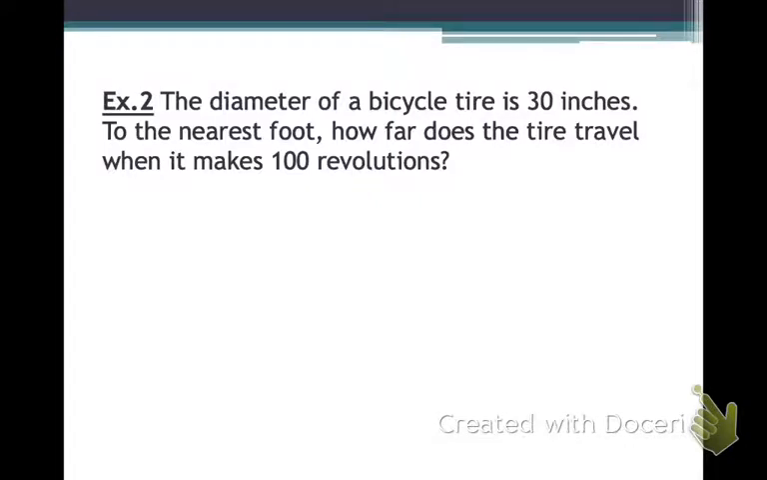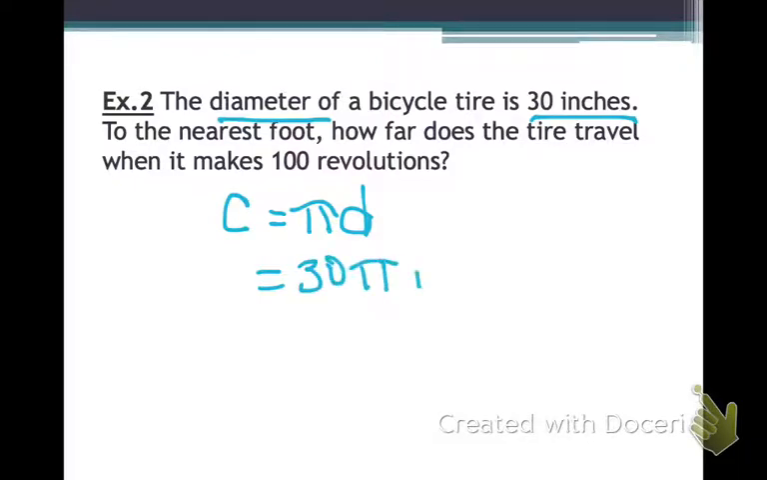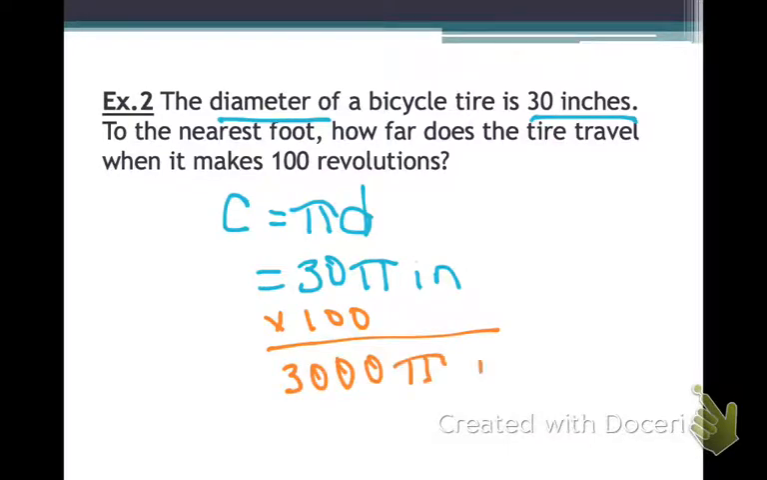All right, number 2. The diameter is 30 inches of a bicycle tire. To the nearest foot, how far does the tire travel when it makes 100 revolutions? Well, every time a tire makes a revolution, it covers the entire circumference of the tire. So one revolution would be one time all the way around the tire. So we are going to need the circumference of the circle. I'm just going to use C equals pi d because I have the diameter. So that's pi times 30, or 30 pi inches. Now I'm going to do that 100 times. So I'm going to take this times 100. That gives me 3,000 pi inches.